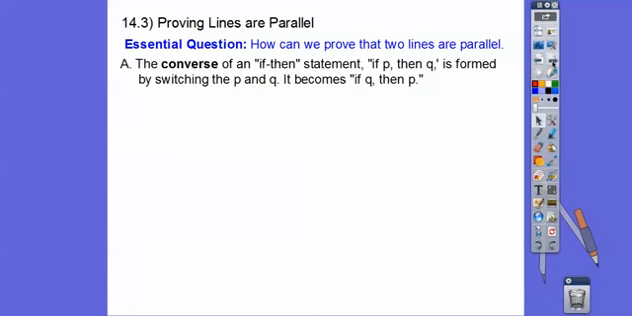So a converse of an if-then statement. Let's say I had if P then Q. The converse is formed by switching the P and the Q part, so it becomes if Q then P. And you're thinking, what? Okay, so for example, here's an if-then statement.